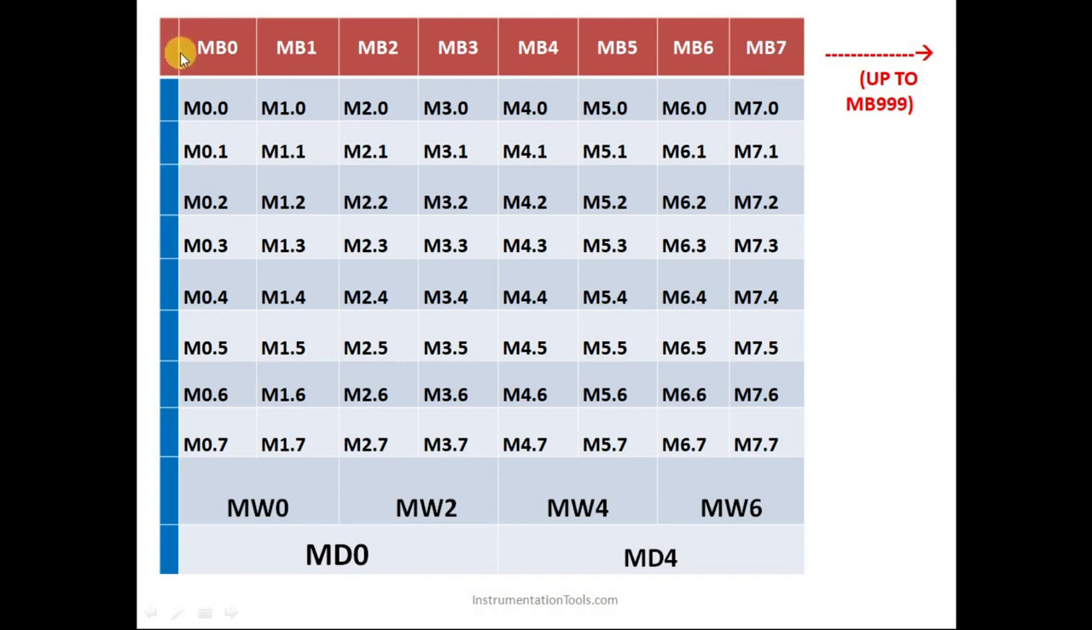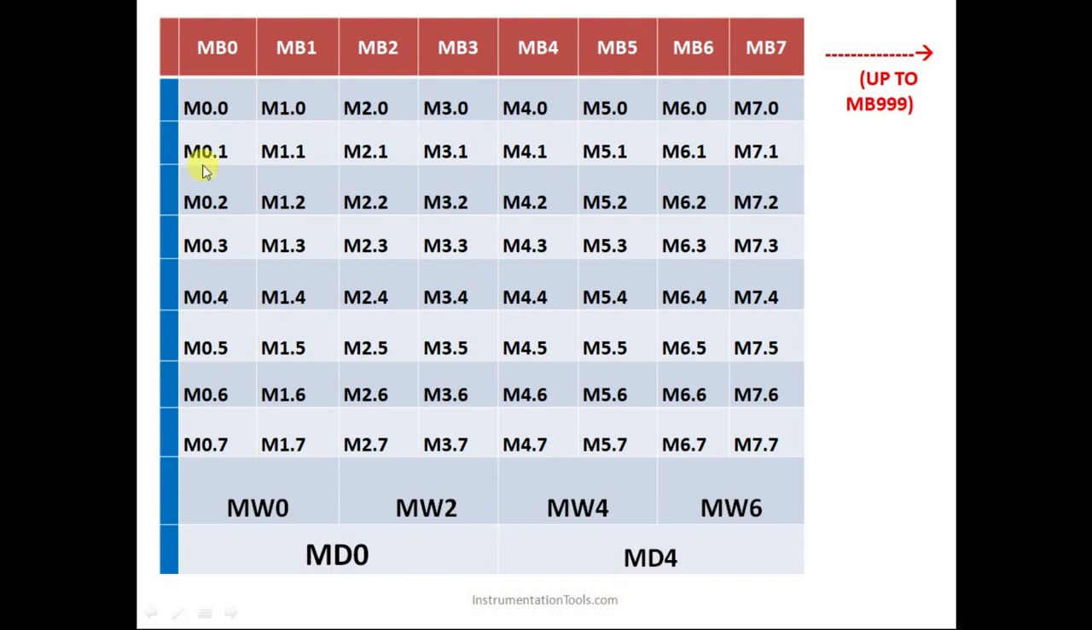So basically here MB0 means what? Memory byte 0. Similarly memory byte 1, similarly memory byte 2. In this way we are going up to MB999, that means total 1000 bytes, right? Each and every byte, or we can say MB0, has been divided into total how many bits? 8 bits. I have already told you that the combination of 8 bits is called 1 byte, right?